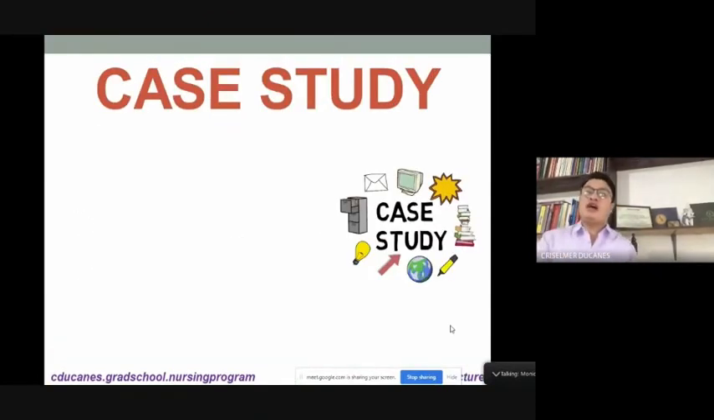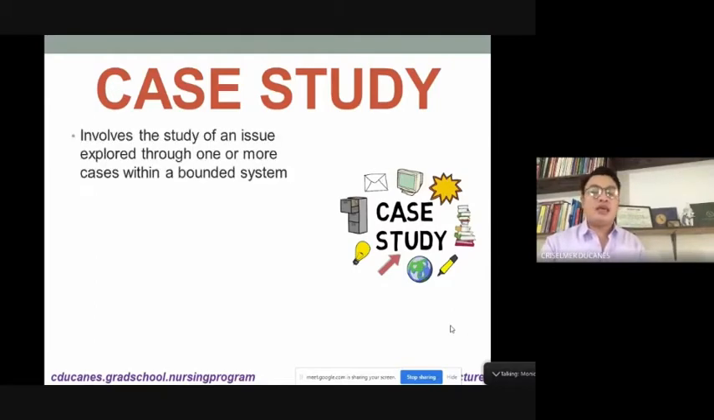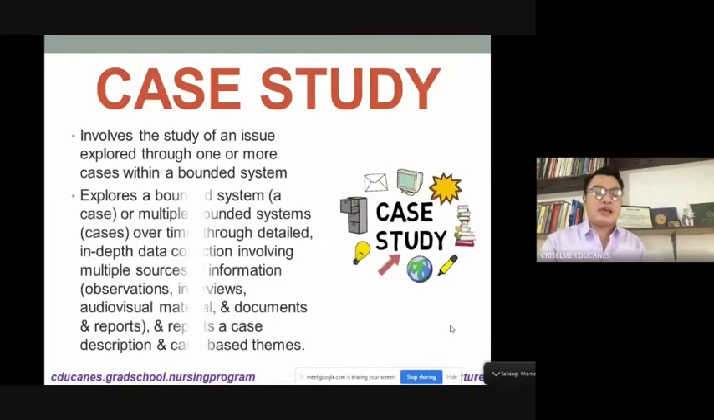Next types of your qualitative study is your case study. Okay? So it involves the study of an issue explored through one or more cases within a bounded system. And it explores a bounded system, a case, for example, or multiple bounded systems or cases over time through detailed, in-depth data collection involving multiple sources of information. You can do observation, interviews, audiovisual material, and documents and reports, and reports a case description and case-based themes.